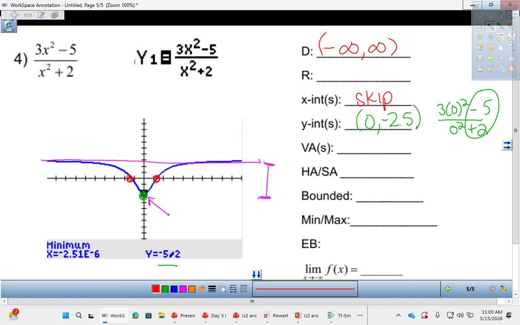If this is your domain, then that means that there aren't any vertical asymptotes. There's no breaks, so there's no vertical asymptotes. This is your HA. You can use the graph. I'm crossing at 3 there. Or you can use the powers.